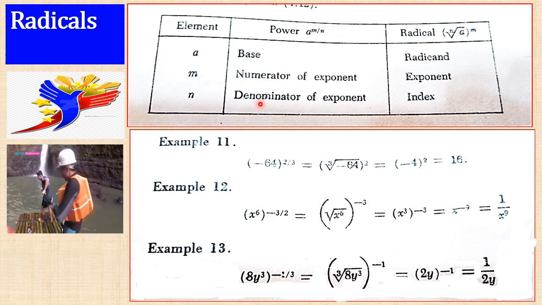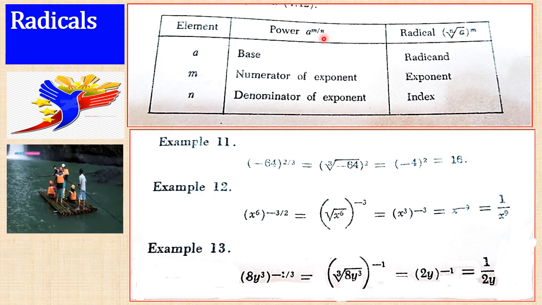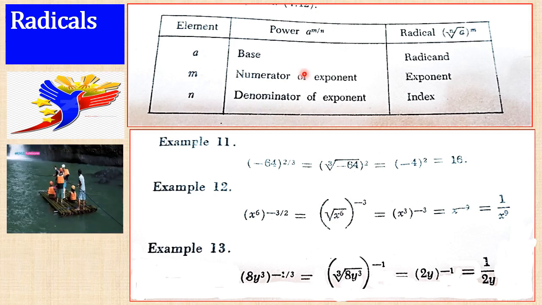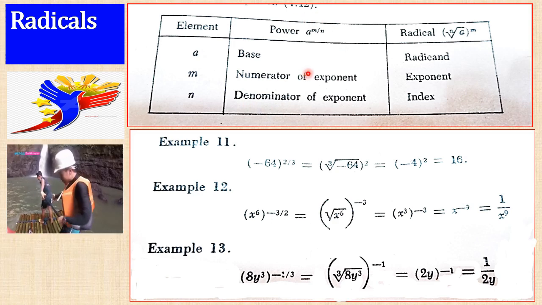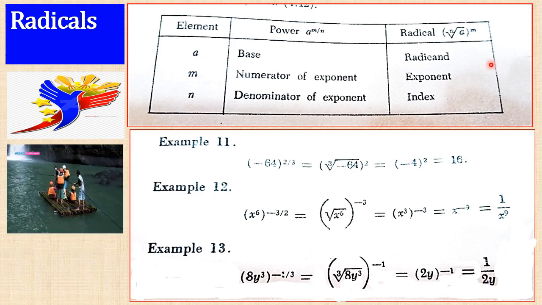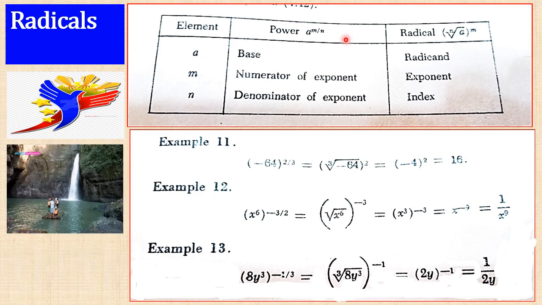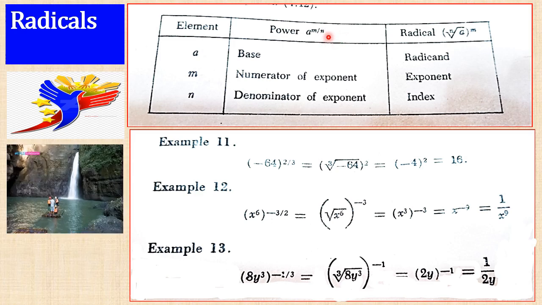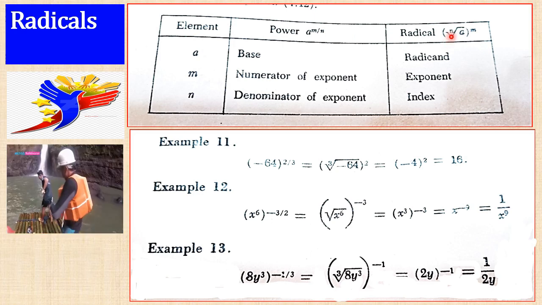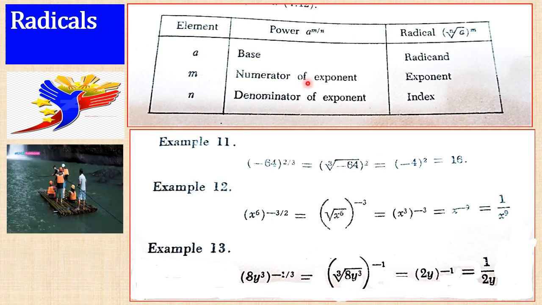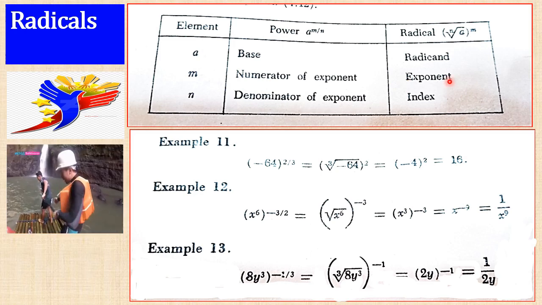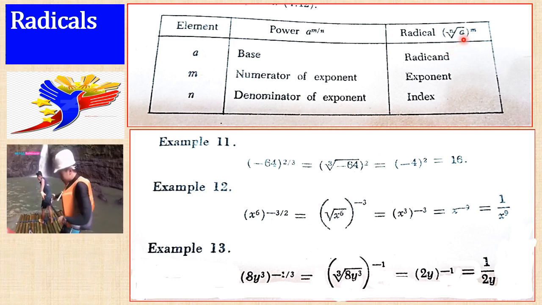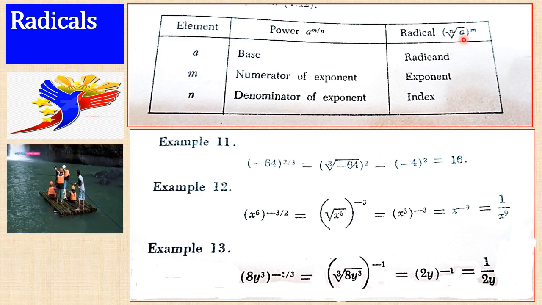At yung n, siya ang nagre-represent sa denominator ng exponent. Ang power o ang exponent, sa ibang salita, ay maaari nating i-express o ipahayag sa radical. Sa paanong paraan? Sa paraang ang denominator ng exponent ang magiging index, ang numerator ng exponent ang magiging exponent, at ang base ang magiging radicand. Ang radicand po ay yung nasa loob ng radical sign.